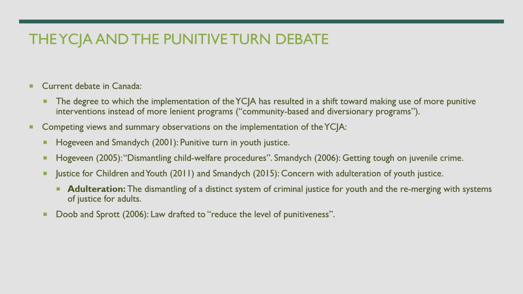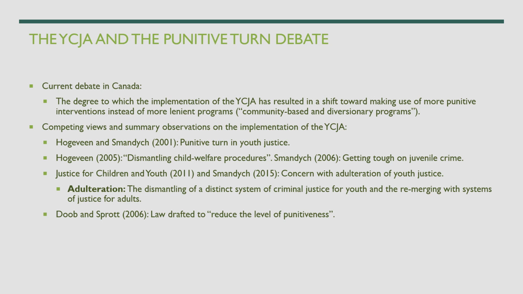Hoogeveen and Samditch think that it represents a turn more towards punitive youth justice, and dismantling the child welfare procedures to get tough on juvenile crime. And obviously there is a concern, again, Samditch and Justice for Children and Youth are concerned that it is a step towards the adulteration of youth justice, basically breaking down this distinction between youth justice and adult justice and just pushing more youth into essentially adult court.